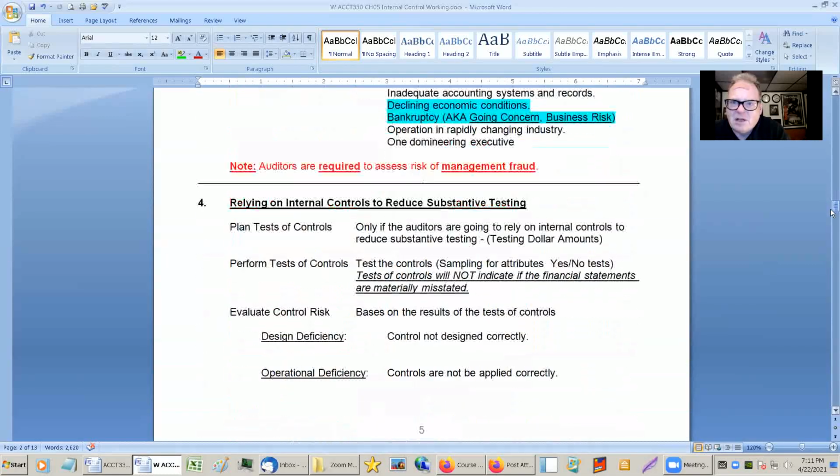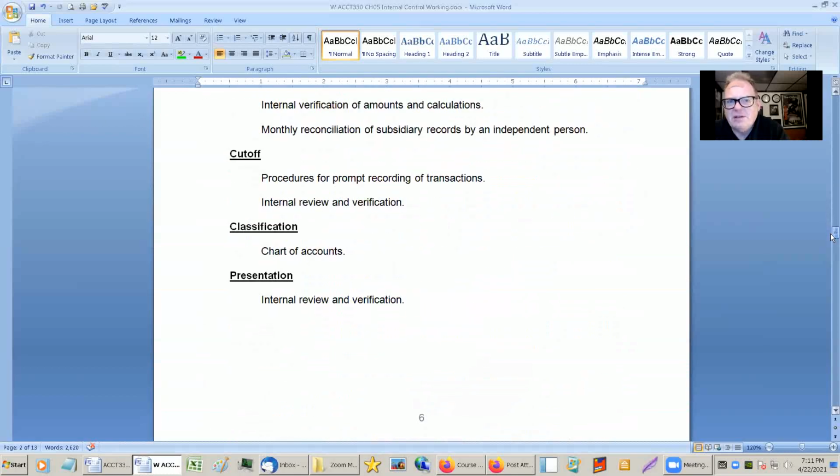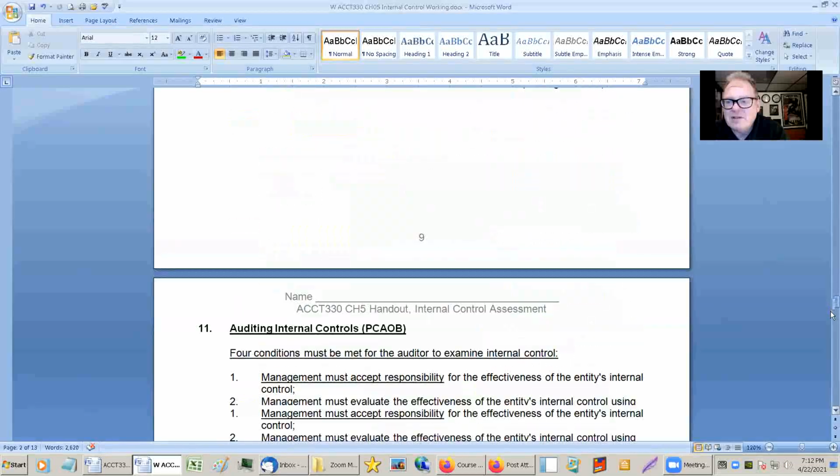This is heavily tested on the CPA exam. And so it took us a long time to get through it. This is actually very important.